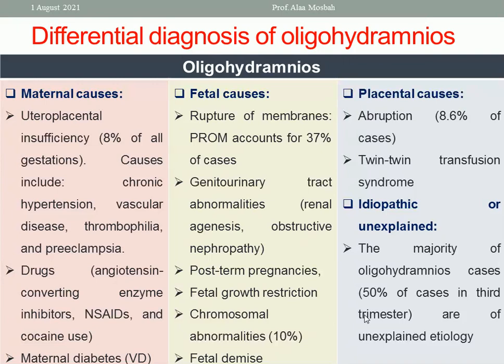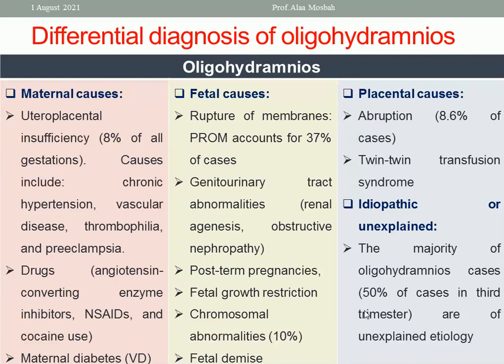This is advanced stage of diabetes with vascular disease. Okay. Fetal causes for oligohydramnios like rupture of membrane account for 37% of cases. Genitourinary tract anomalies like renal agenesis, obstructive nephropathy, post-term pregnancies, chromosomal abnormalities, post-term pregnancy, fetal growth restriction, fetal demise.